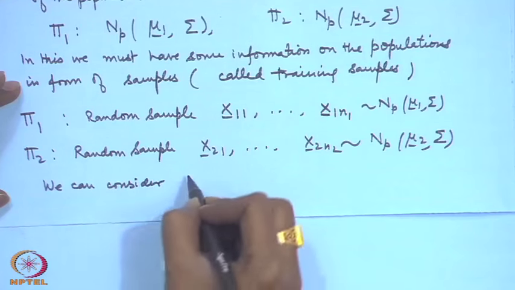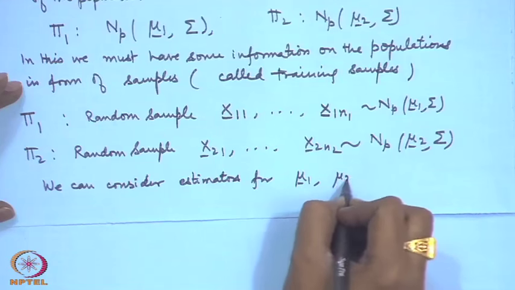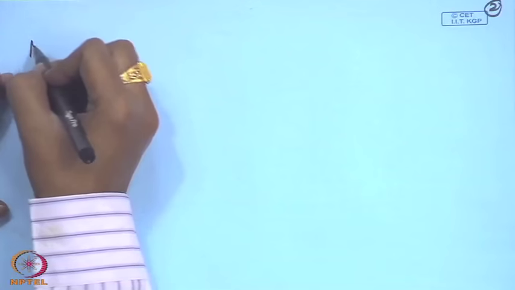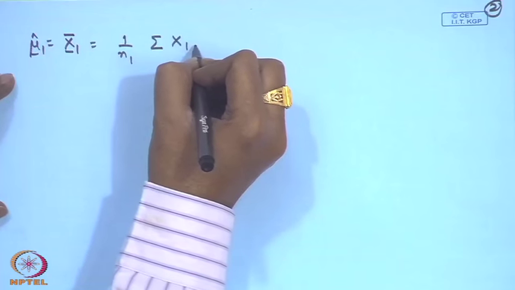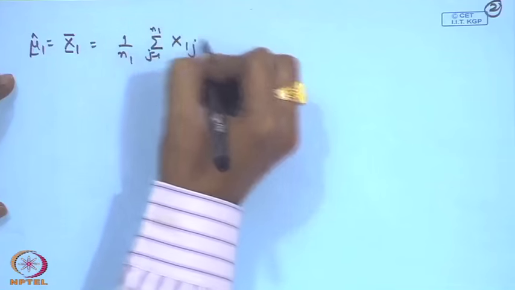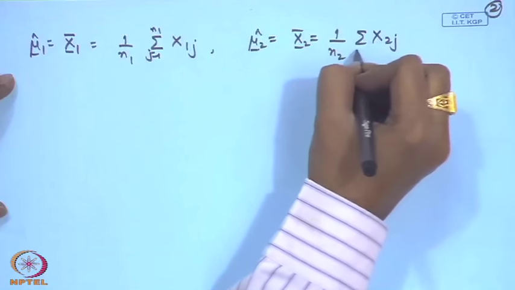When we have this data, we can easily consider the maximum likelihood estimators, or we can consider unbiased estimators, we can look at the sufficient statistics. This problem is well studied in estimation theory, so I will not dwell too much on this, and I will simply write the estimators. We can consider estimators for mu 1, mu 2 and sigma as mu 1 hat equal to x 1 bar, that is 1 by n 1 sigma x 1 j, j equal to 1 to n 1, and mu 2 hat equal to x 2 bar, that is 1 by n 2 sigma x 2 j, j equal to 1 to n 2.